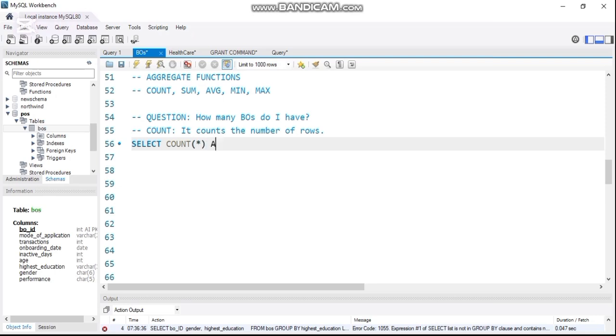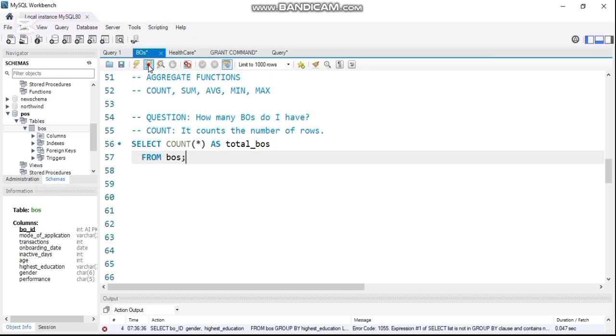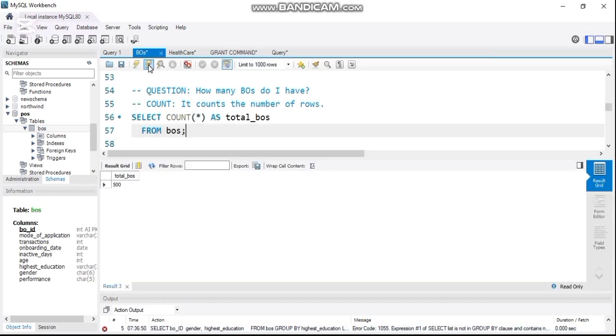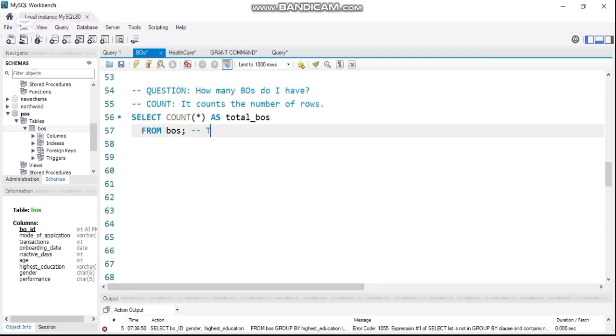And I said count does what? It counts the number of rows in SQL with that function. So I'll be using this query to return the total number of my BOs. I want to count the total BOs that I have to know their number. And this query returns 500, which is exactly the number of BOs that I recorded in my database at the inception of this documentary. So that is what count does in SQL.